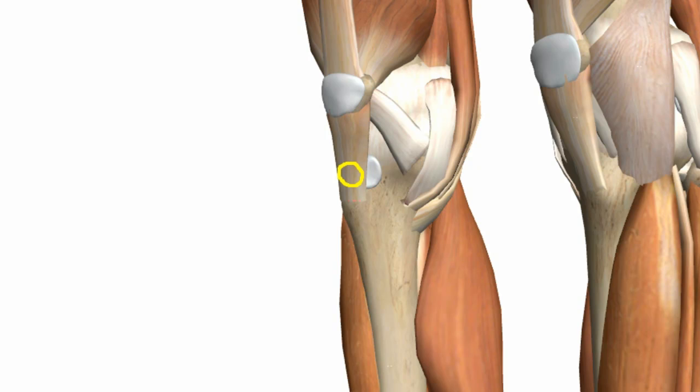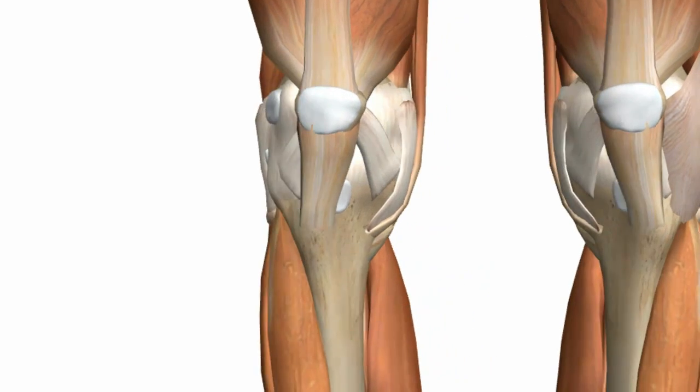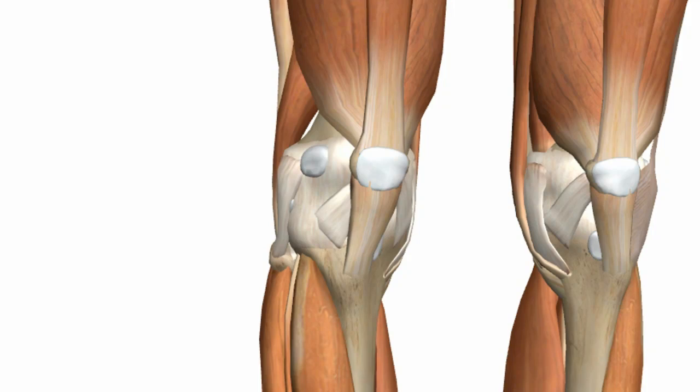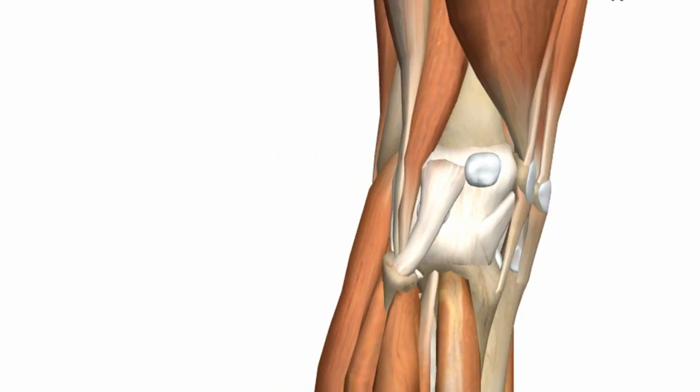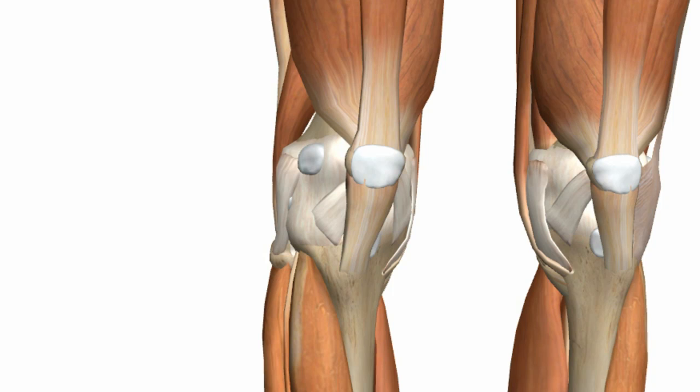And then you've got loads of other little bursae which sit over the tendons and ligaments, but I won't go into detail with all of those. So that's the knee joint.